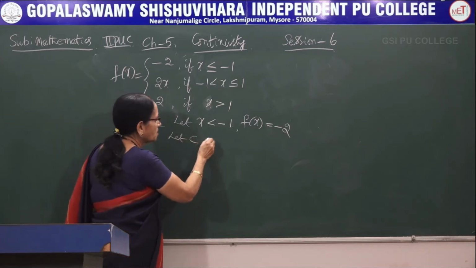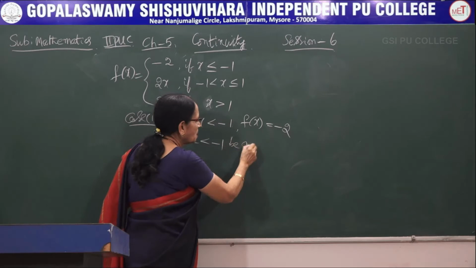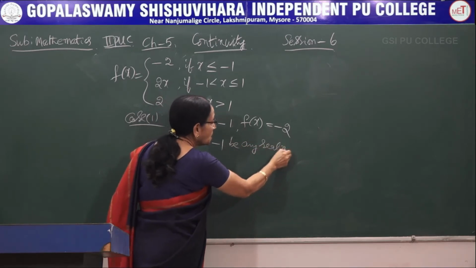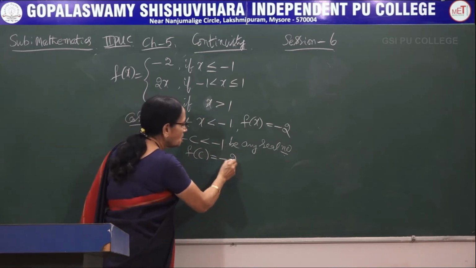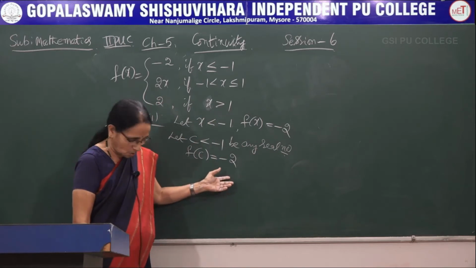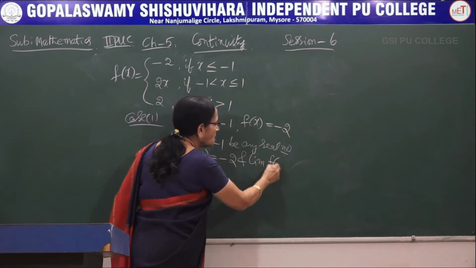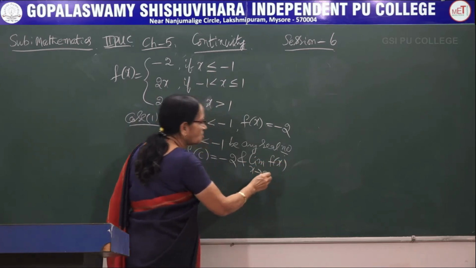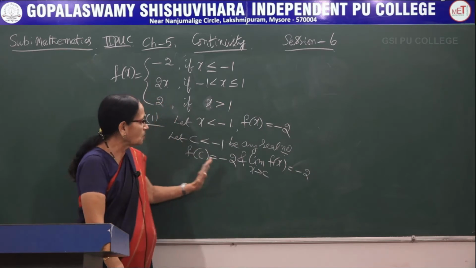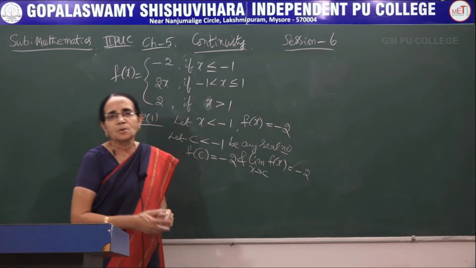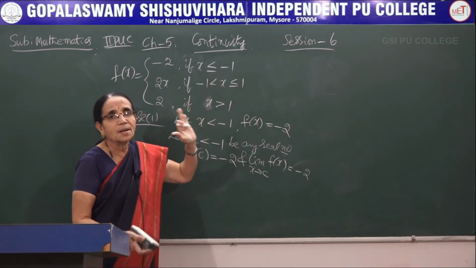Or as usual we argue like this: let c less than minus 1 be any real number. Then what is f of c equal to? That is minus 2, because, being a constant, there is no change. And when you get the limit of the function, limit of f of x as x tends to c would be limit of minus 2, that can be minus 2 only. So, the value is minus 2, the limit is minus 2. So, what is the conclusion? The function is continuous for all x strictly less than minus 1.